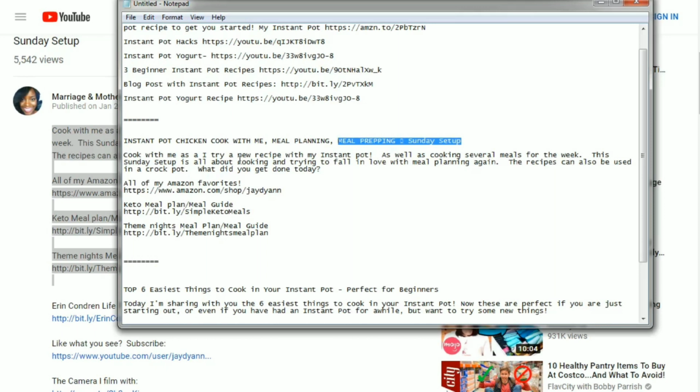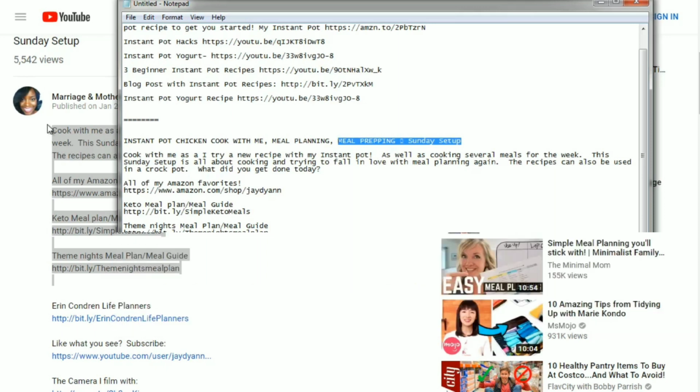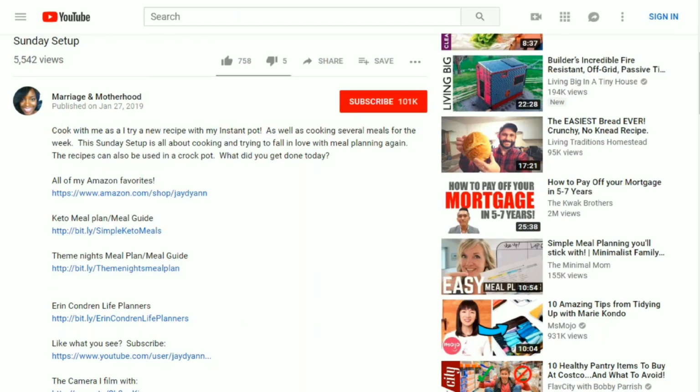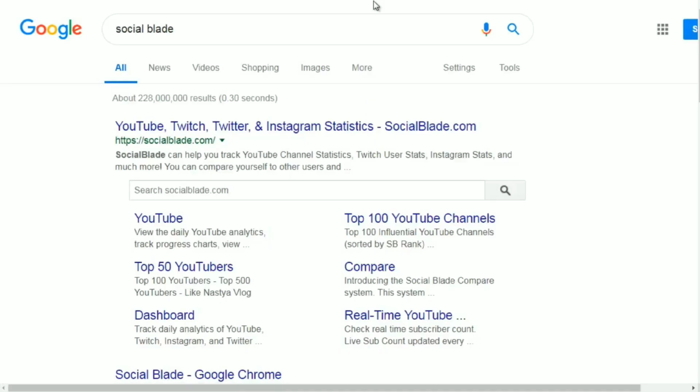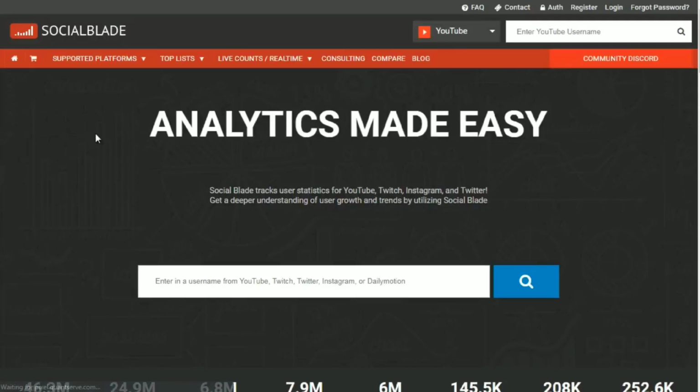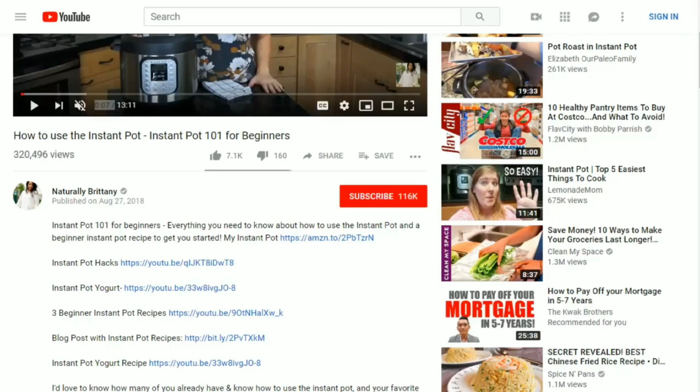Now, you can do some deeper dive competitive research using specific tools. And one specific tool is called Social Blade. So that's socialblade.com, as you can see here. And I like to use this to get a better idea of the YouTube channel as a whole. Because what you're trying to figure out is, did this person rank because their channel as a whole has a lot of traffic? Or did this person rank simply because of the titles and the description? There are many factors involved, but let's take a look at Naturally Brittany.